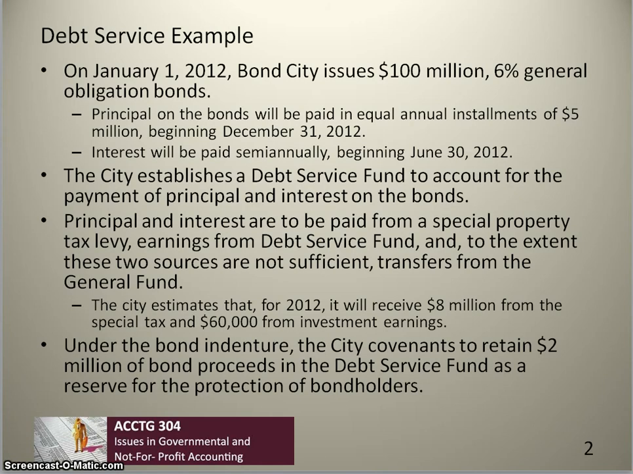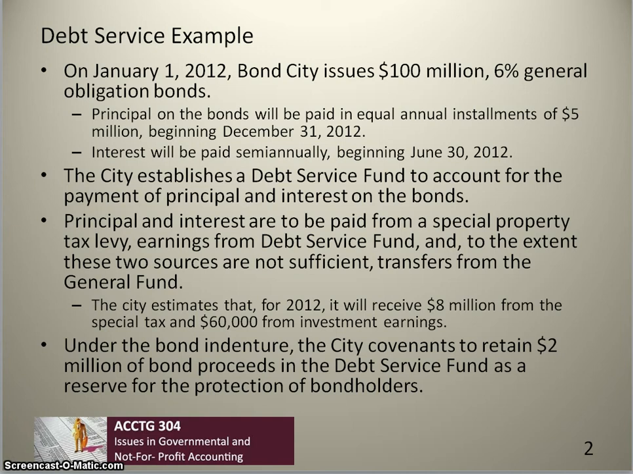For our example, on January 1st, 2012, Bond City issues $100 million of 6% general obligation bonds. Principal of the bonds will be paid in equal annual installments of $5 million beginning on December 31st, 2012. Interest will be paid semi-annually beginning June 30th, 2012. The city establishes a debt service fund to account for the payment of principal and interest on these bonds.